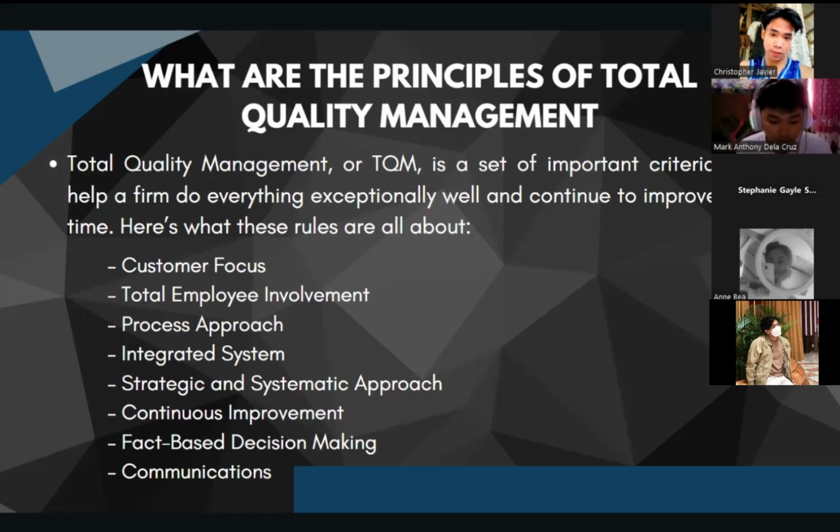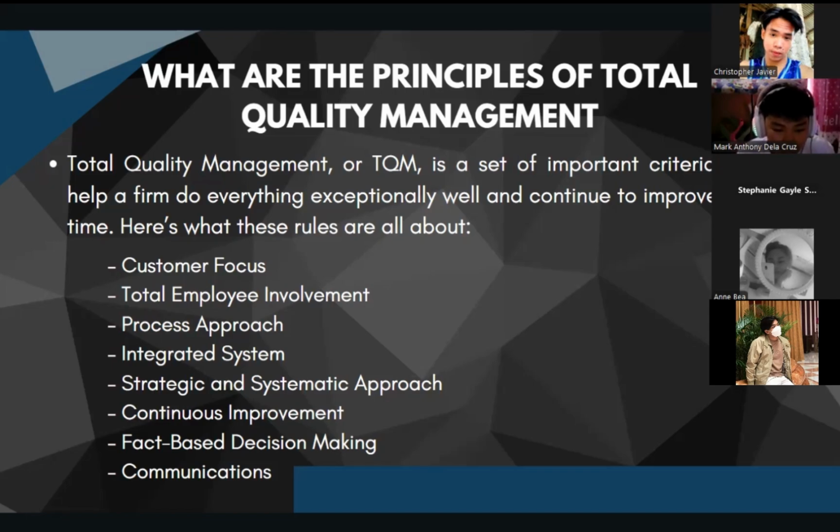Next is continuous improvement. Continuous improvement, or making things better bit by bit, is like leveling up in a video game. Each level challenges you to get a little better. In a company, this means always looking for ways to make products, services, or how work is done a little better. It's about not settling for good enough, always striving for even better.